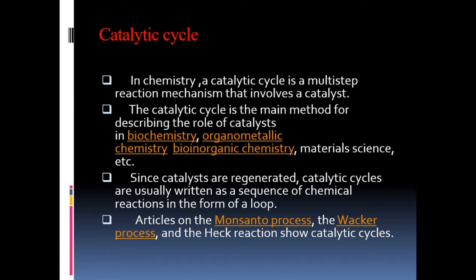The catalytic cycle is the main method for describing the role of catalysts in biochemistry, organometallic chemistry, bioinorganic chemistry, material science, etc. Since catalysts are regenerated, catalytic cycles are usually written as a sequence of chemical reactions in the form of a loop. In short, a catalytic cycle is a multi-step reaction mechanism that involves a catalyst, and it is the main method for describing the role of catalysts.